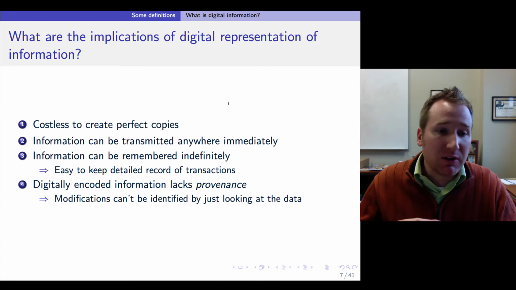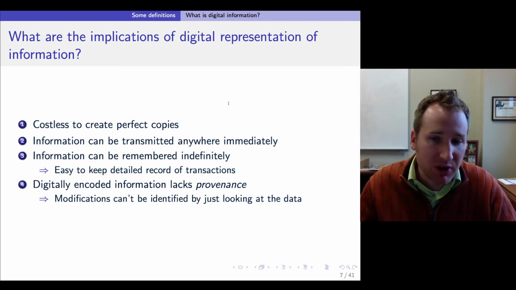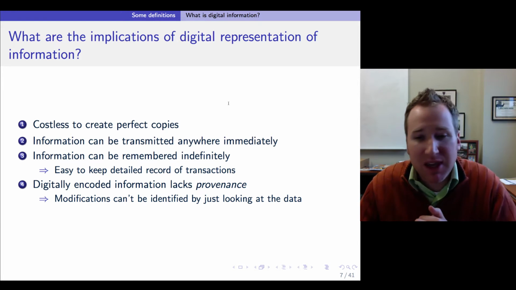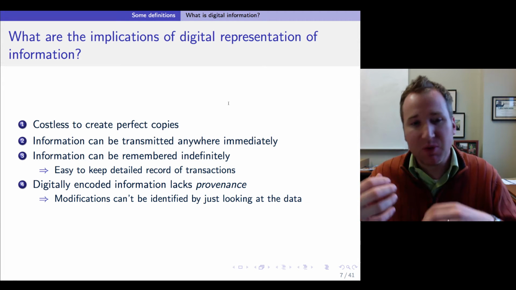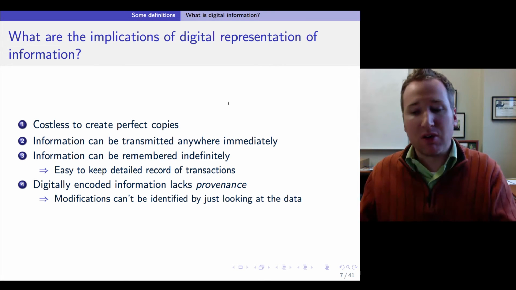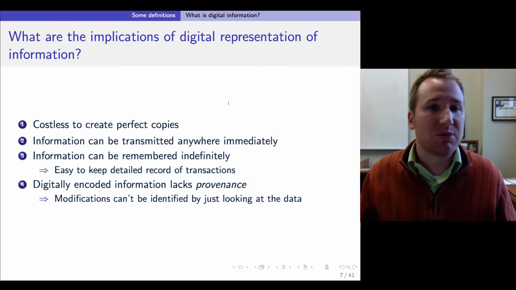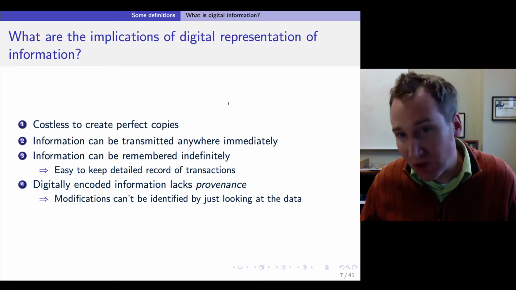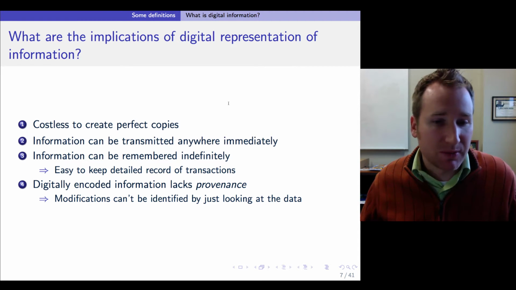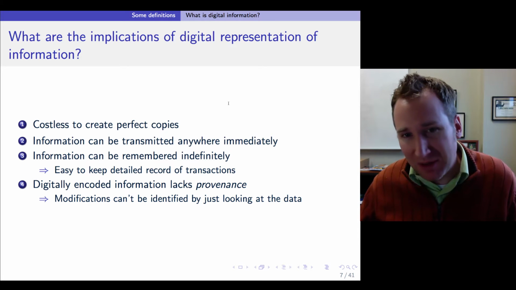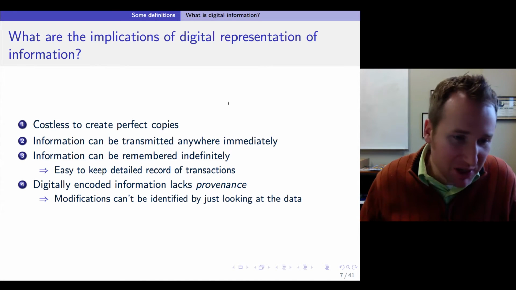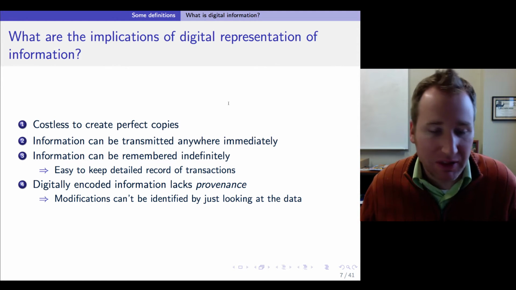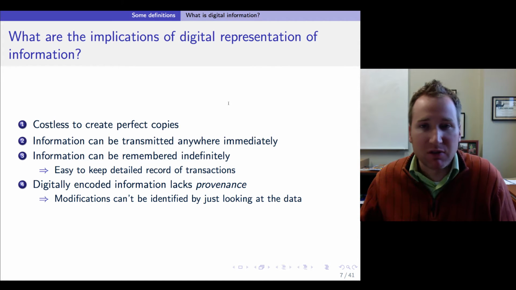Lastly, digitally encoded information lacks provenance. The way that we choose to represent information means that we can't necessarily tell where that data has come from. We don't have an audit trail of all the different uses and accesses and manipulations of that data. So that means that modifications can be made in a way that isn't easy to identify just by looking at the data. One way of thinking about this is the threat of Photoshop, right? Someone can edit a picture, and you can't tell what's real and what's fake. Well, that comes fundamentally down to the lack of provenance in our information that we represent this way.